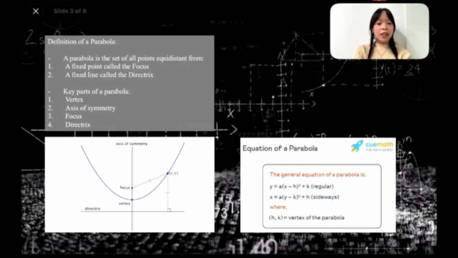So here are the general formulas of the parabola, regular and sideways. The only difference between the two formulas is the position of the x and y variables, where the constants h and k are the coordinates of the vertex of the parabola.